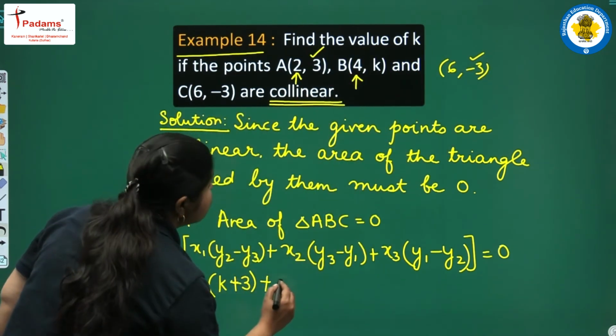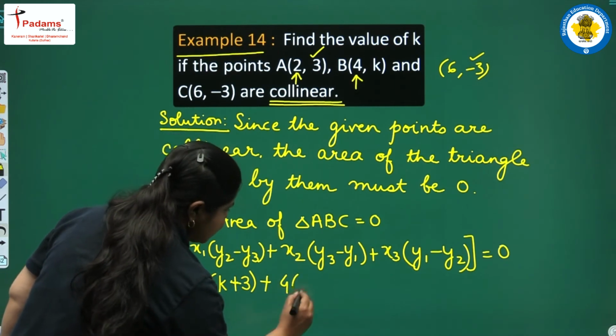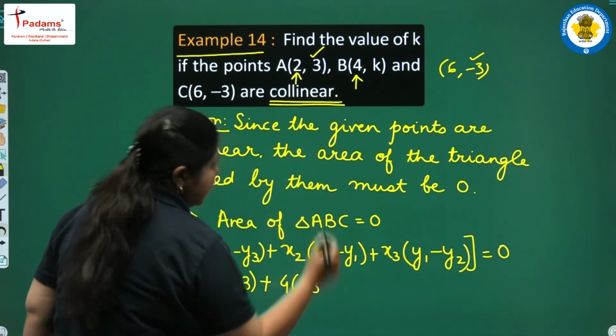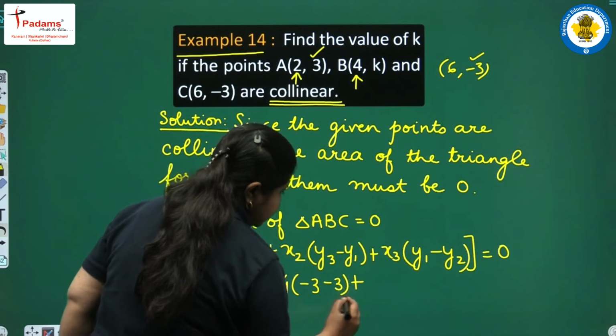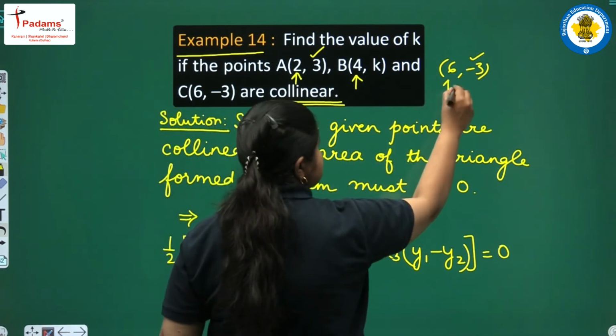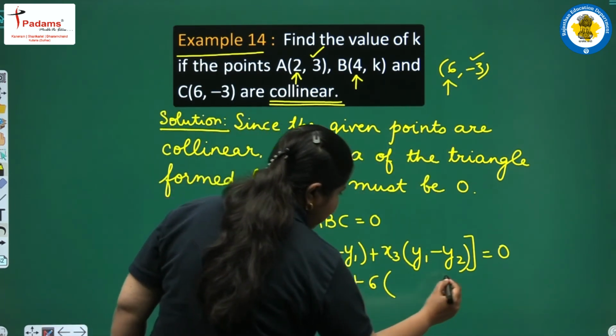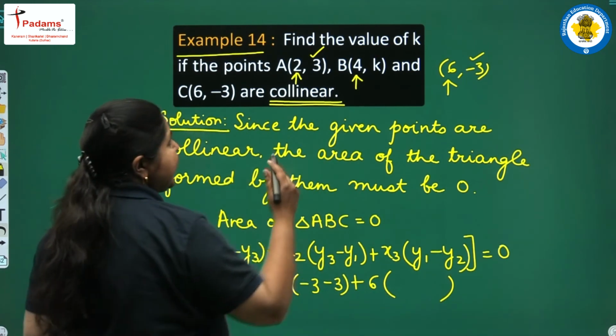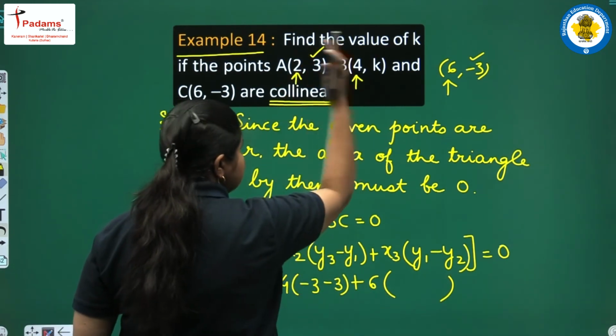सो वी विल हैव हियर 4 into -3 देन अगेन -3 प्लस अब हम यहाँ से ले रहे हैं ये थर्ड x कोऑर्डिनेट जो कि है 6 और अब बाकी दोनों पॉइंट्स के y कोऑर्डिनेट्स लेंगे और इस साइकिल में 3 minus k.